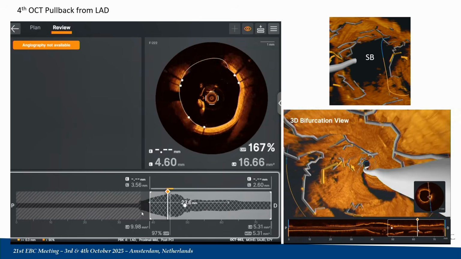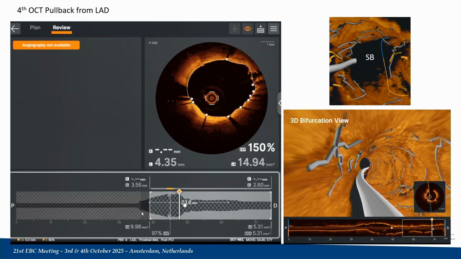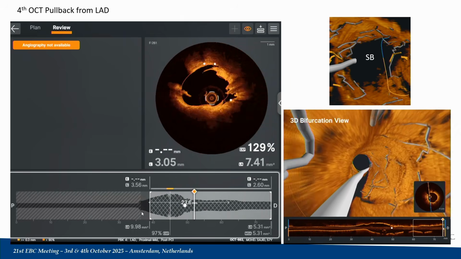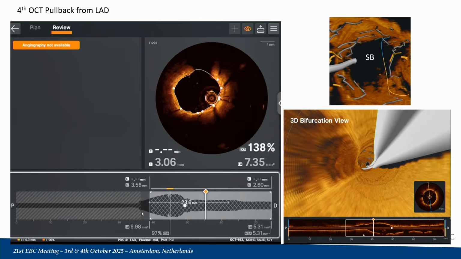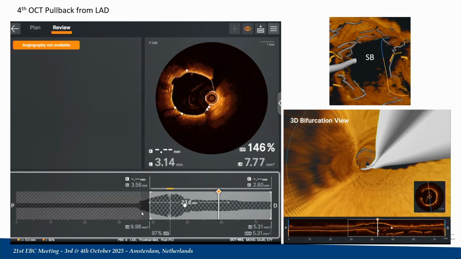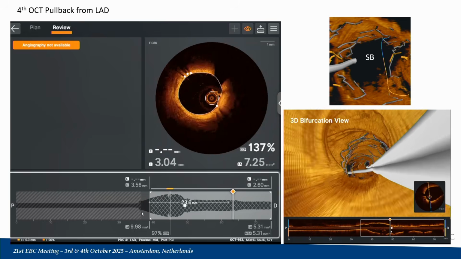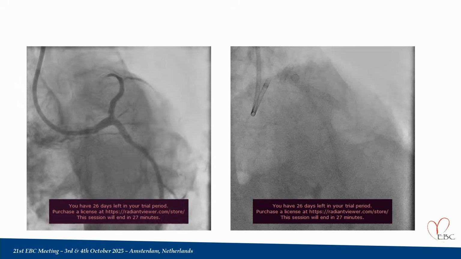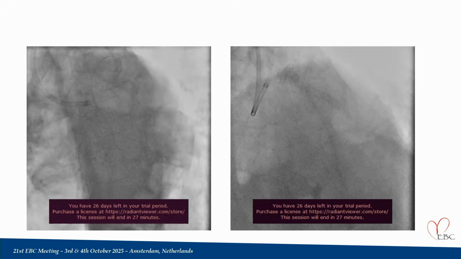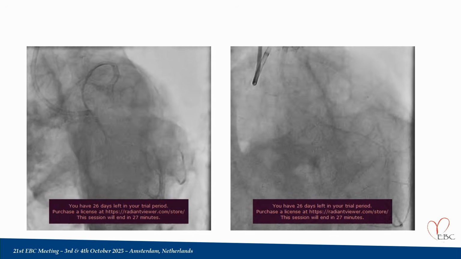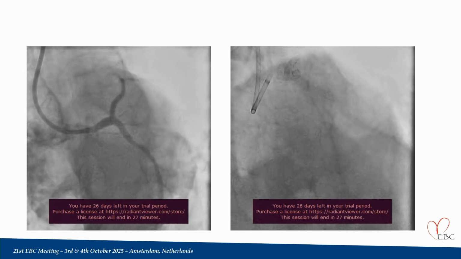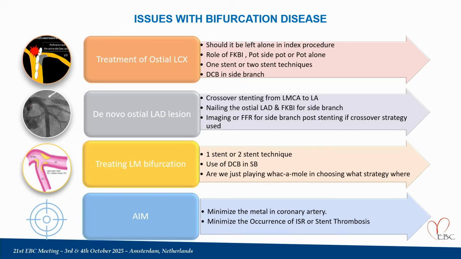The LM stent was expanded well with the MSA of almost 14 to 16 millimeters square. The ostia of the LAD was also 8 to 9 millimeters square, expanded well. And that was the final thing. This was the final result. So with the use of DEB and one stent, we could prevent multiple stent layers in the vessel.